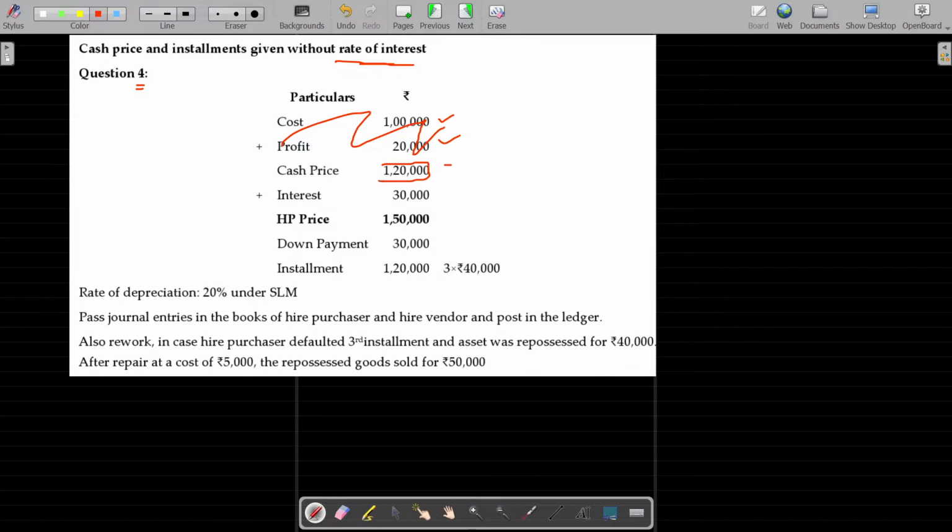Cash price 120, by adding 30 rupees, HP price will be 150. So 120 plus 30 plus 150 will be the HP price. And there is of course a down payment also. That 150 is split this way, 30 rupees for down payment and balance will be in equal installments of rupees 40 each. Okay. Provide the depreciation for the assets under straight line method at the rate of 20%.